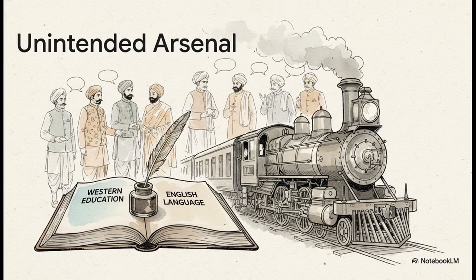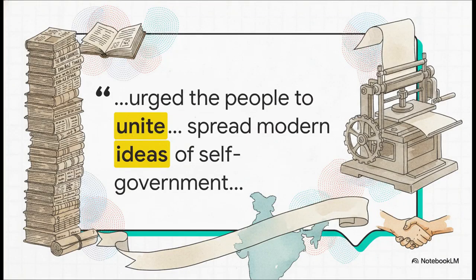To administer their courts, they pushed the English language. But English actually became the ultimate bridge, letting nationalist leaders from totally different linguistic regions finally communicate with each other. And by pushing Western education, they accidentally handed Indians the chance to absorb modern ideas of democracy. This created a brand new middle-class intelligentsia that became the absolute nucleus of political unrest. And of course, with that education came the immense power of the press.